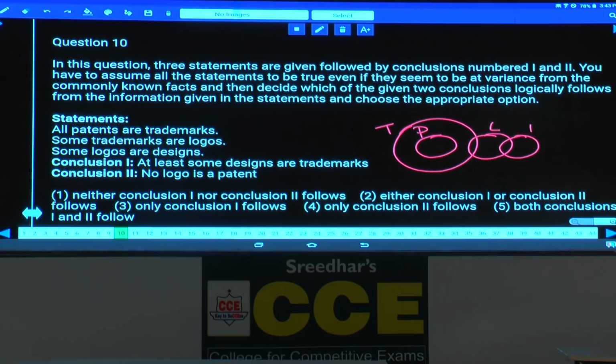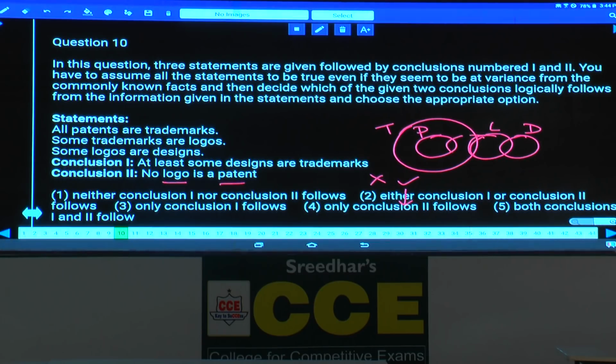Some logos are designs. Then the first one, some designs are trademarks, design and trademark, that is false. And the next one, no logo is a patent. No logo is a patent, that is true, because logo is here, patent is here. Again the second conclusion is a negative conclusion which is true. To make this one false, we should prove its complementary, some logos are patents.